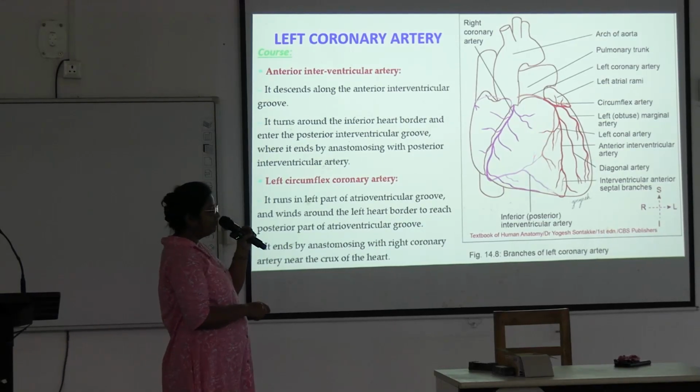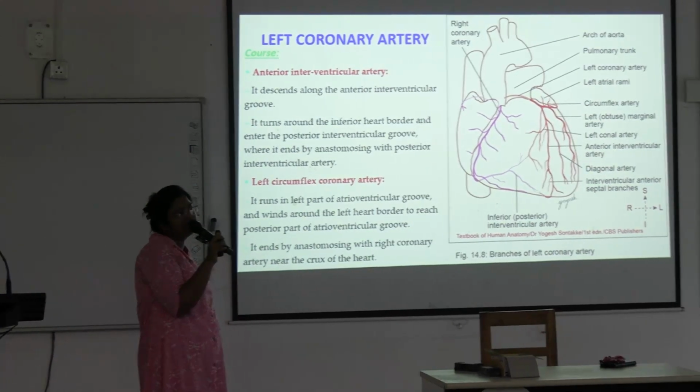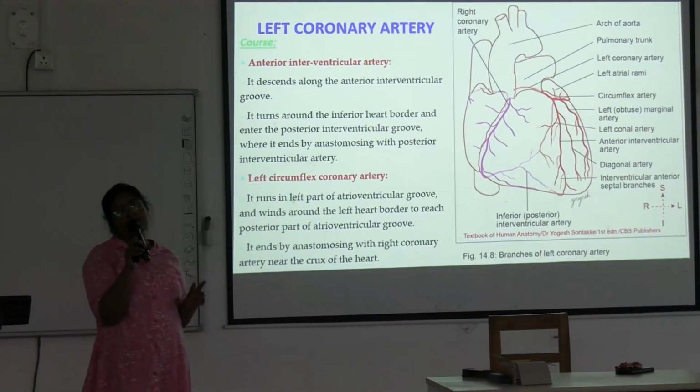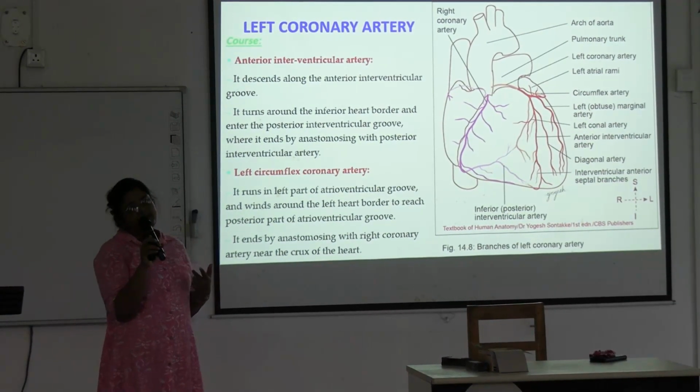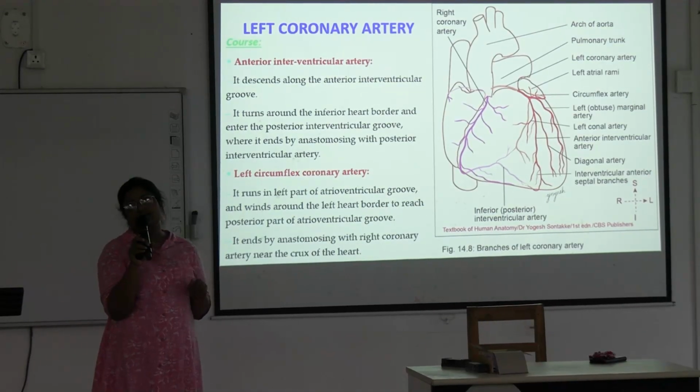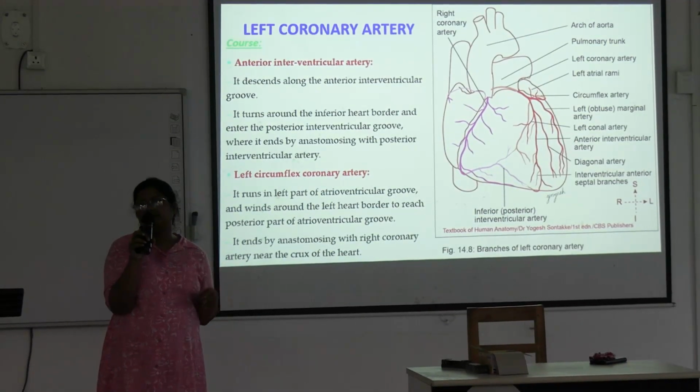Here, the crux of the heart is very, very important. It is the joining point of the posterior interventricular groove, the posterior part of the atrioventricular groove and the posterior interatrial groove.